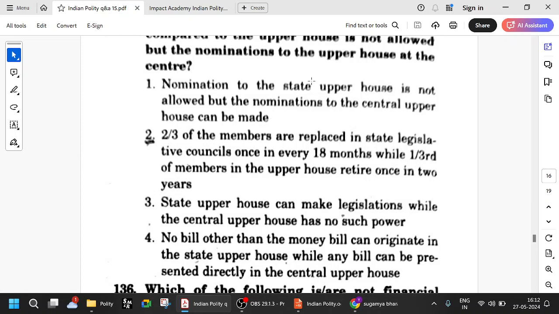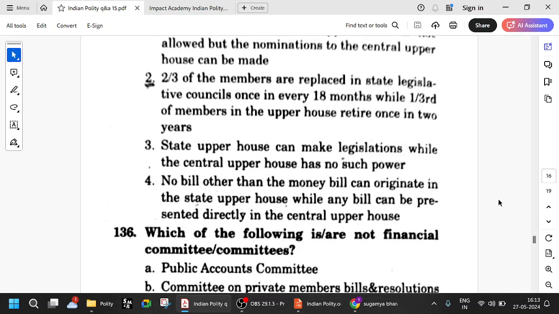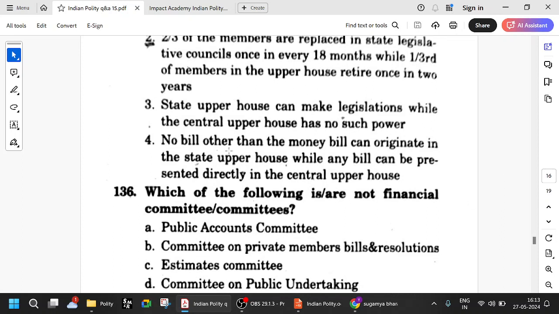So even in state upper house, governor nominates around 1/6. Okay, in the central upper house, that is the Rajya Sabha, president will nominate 12 members. Okay, in state also, governor will nominate 1/6th of the capacity. So this is wrong. State upper house can make legislations while central upper house has no. There's nothing like that. Okay, even council and Rajya Sabha both take part in making legislations. No bill other than the money bill can originate in the state upper house. While see, this is outright wrong.